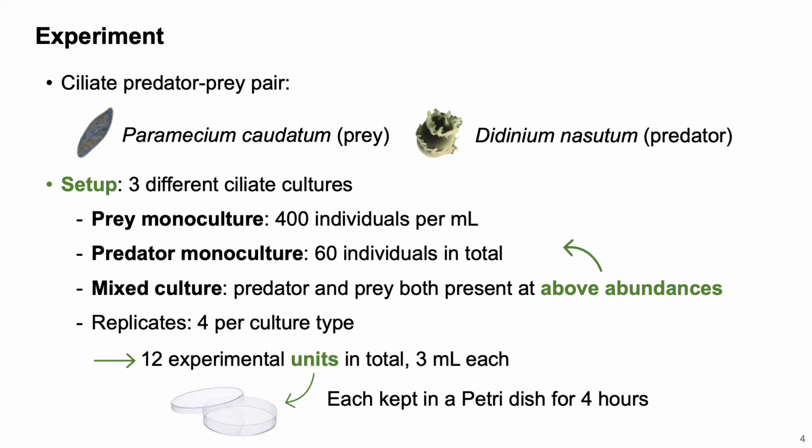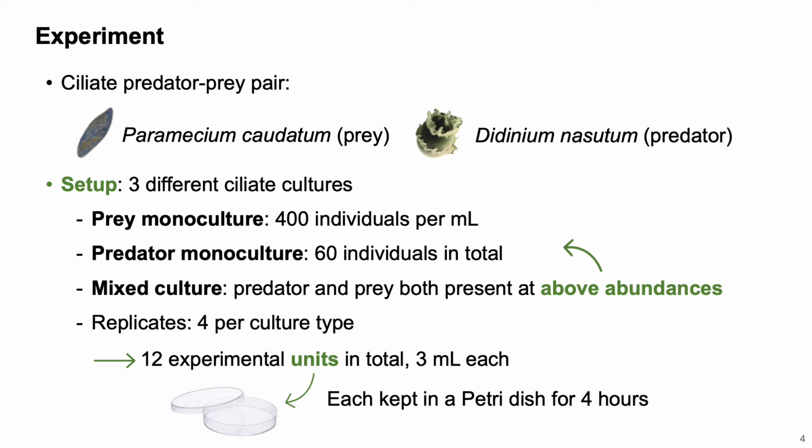To do this, we carried out a short experiment with a ciliate predator-prey pair consisting of Paramecium caudatum as the prey and Didinium nasutum as the predator. In the experiment, we used 3 different culture combinations. In the prey monoculture, only the prey was present, with a density of 400 individuals per milliliter.